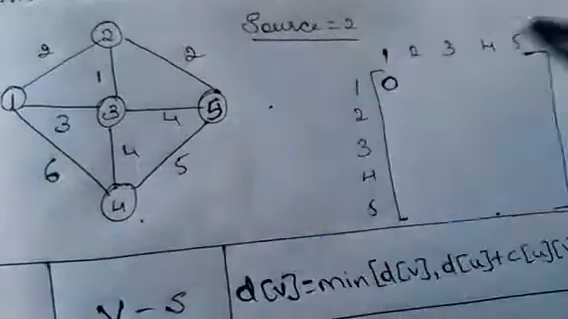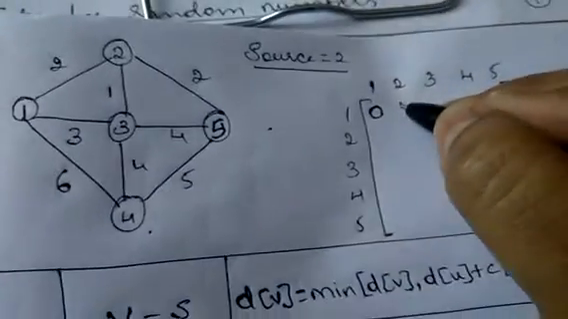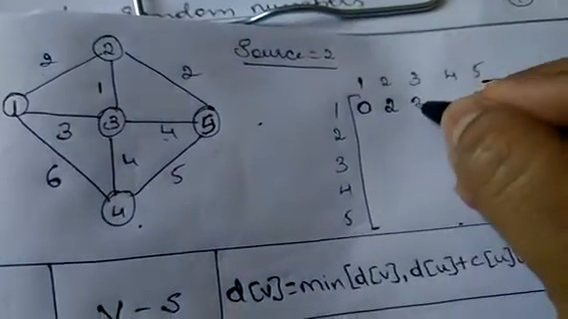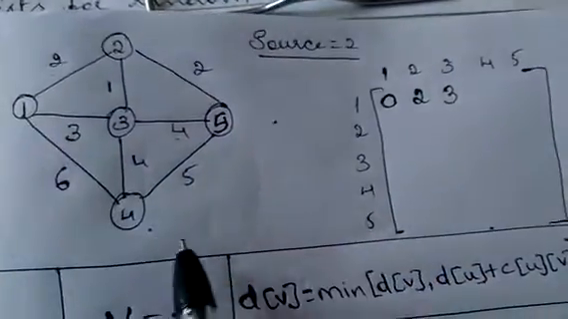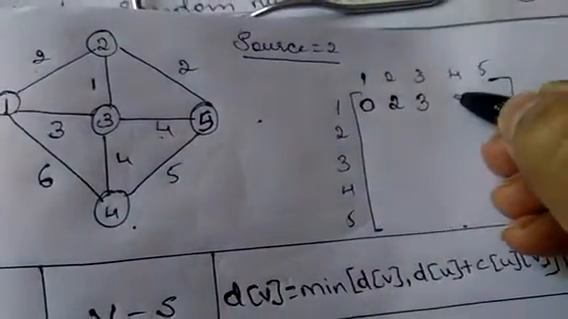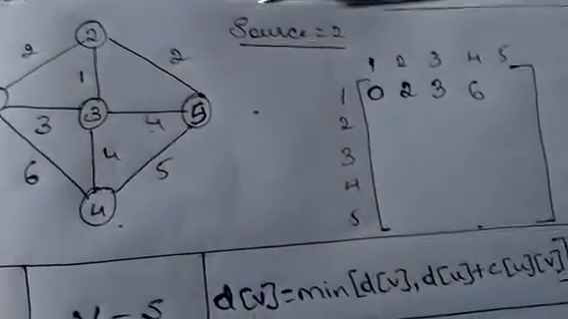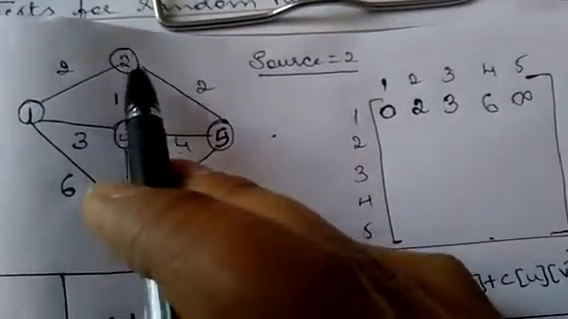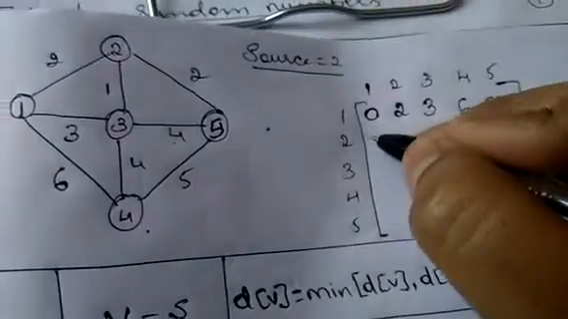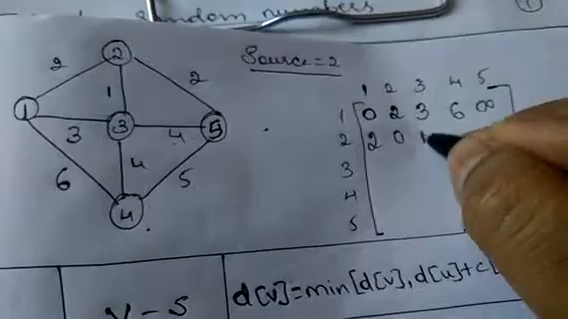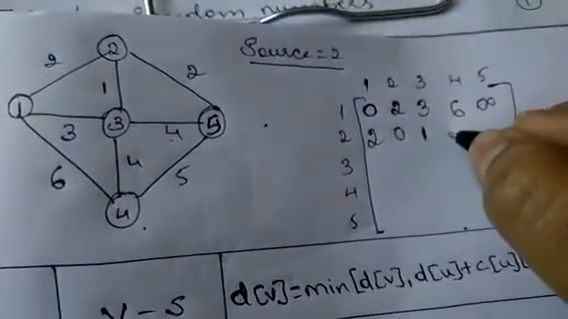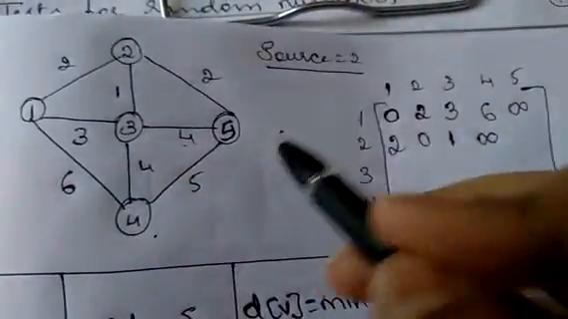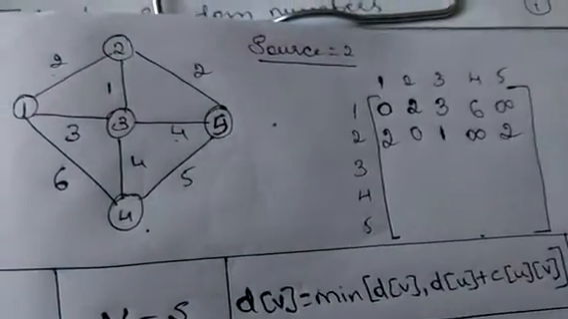1 to 2, what is the weight? It is 2. 1 to 3, it is 3. Then 1 to 4, there is a direct path, it is 6. 1 to 5, there is no direct path, I'll take it as infinity. Then again from 2 to 1, it is 2. 2 to 2, it is 0. 2 to 3, it is 1. 2 to 4, there is no direct path, it is infinity. 2 to 5, it is 2.